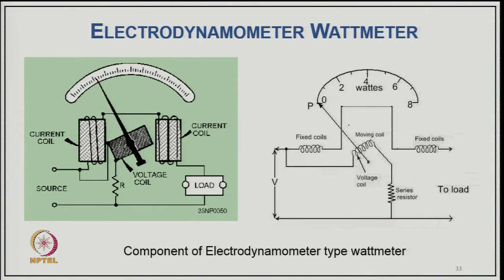So, this is typically the circuit. You have a fixed coil which is in two parts, and the current is virtually flowing through this. It is connected in series and has a very low resistance. The pressure coil is connected across the line, that is the moving coil, so it should not take any large amount of current, virtually zero current practically, because this resistance is quite large here. So, that is typically the components of your electrodynamic type of wattmeter.